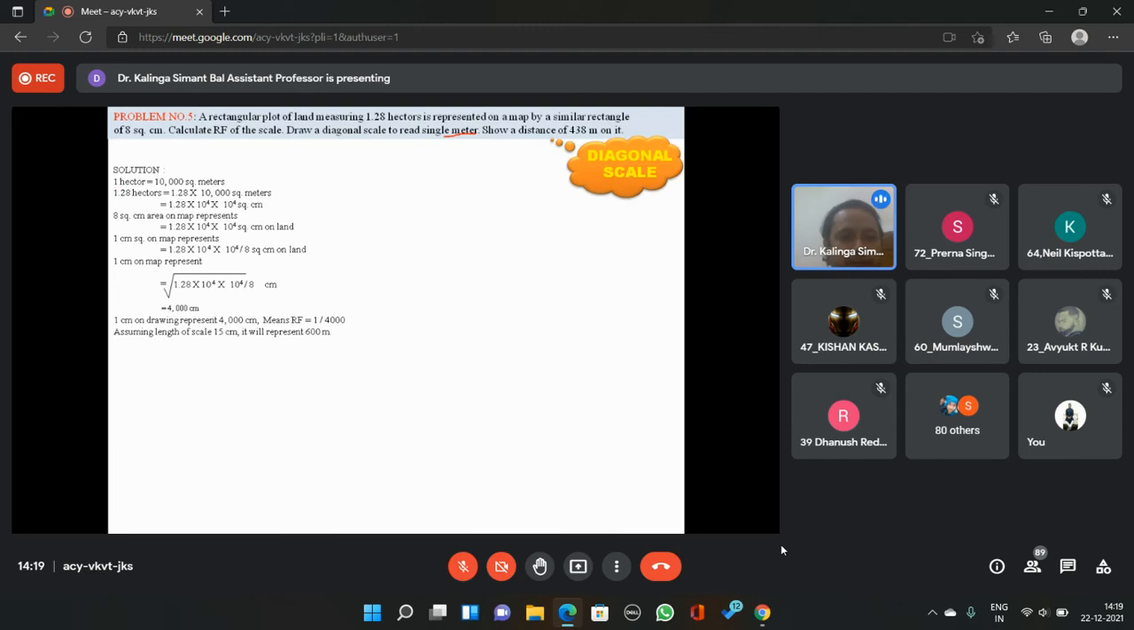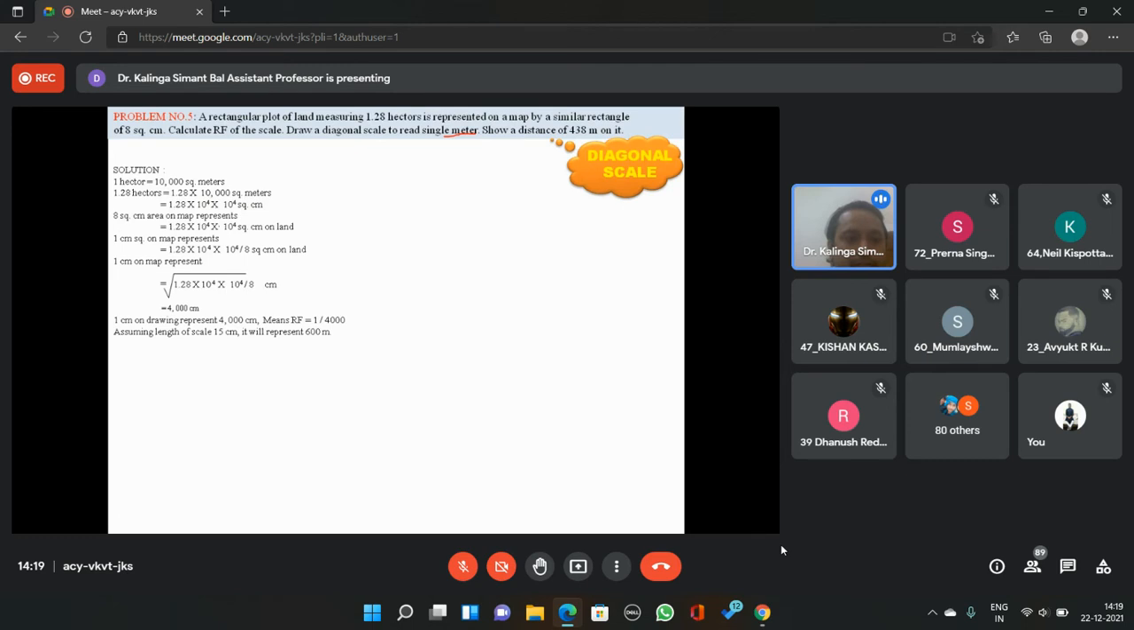So one hectare is 10,000 square meters, which we convert into centimeters by multiplying 10 to the power 4 into 10 to the power 4, that is square centimeters. This is 10 to the power 4 due to this one, and square meters we convert into 10 to the power 4 square centimeters. So the total for 1.28 hectare is this much.